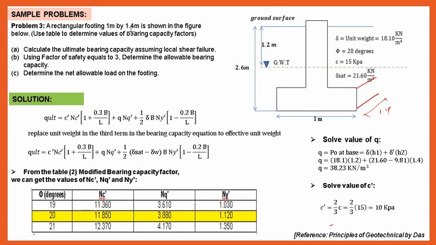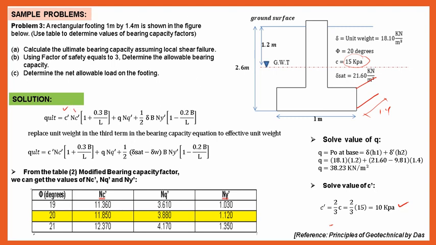So C prime. So, given yung C natin, masosolve natin yung C prime which is the 2/3 of C. So, yung 2/3 ng 15, yung C prime natin is 10 kPa.